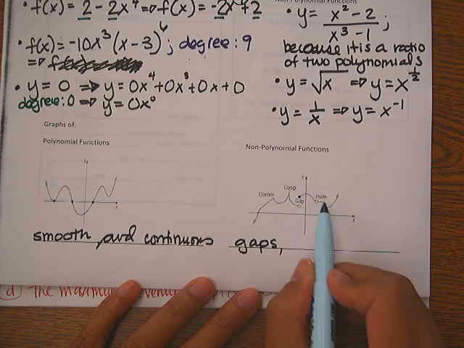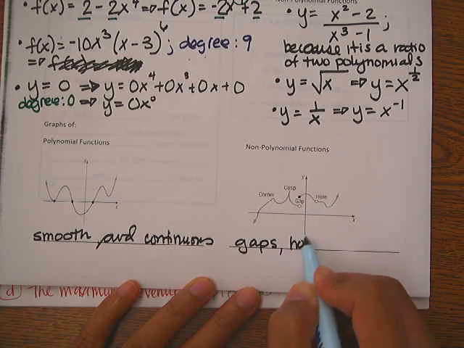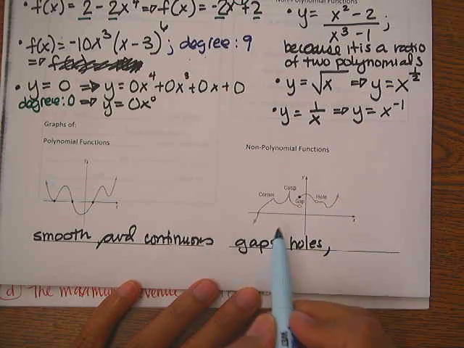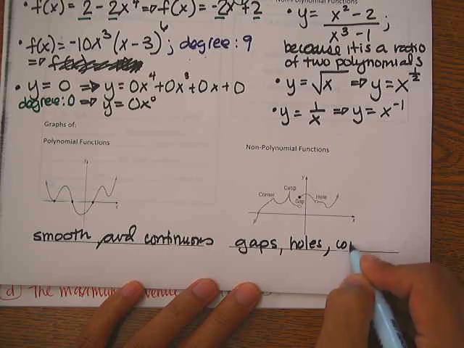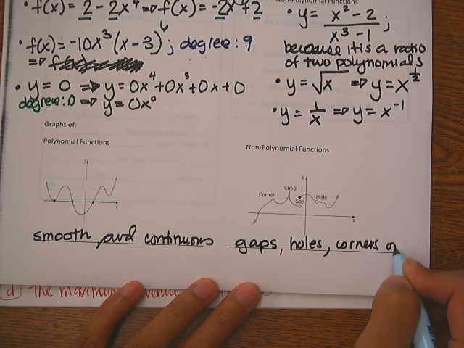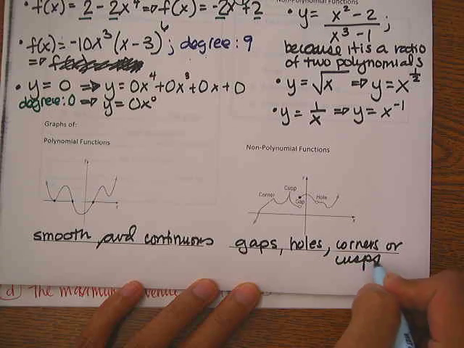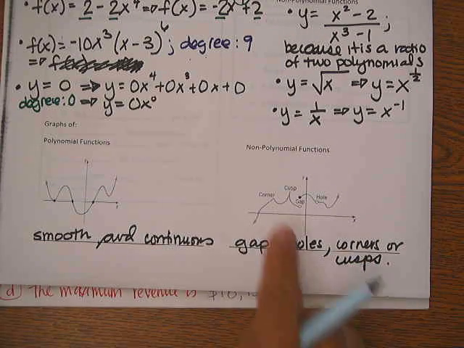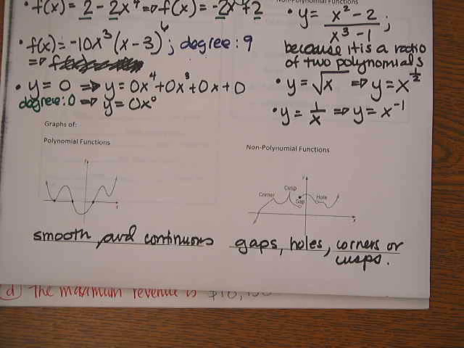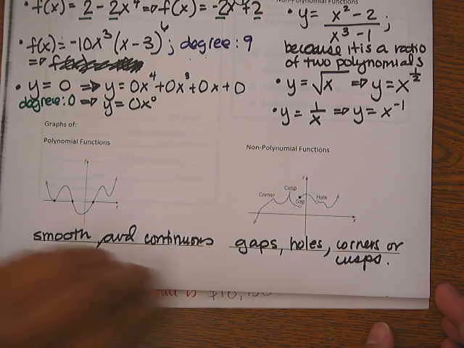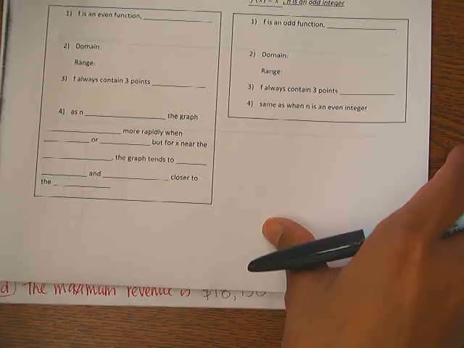If it has holes, okay? If it has corners, or if it has any cusps. Okay? So if I have any one of those four, then the graph is no longer a polynomial. Okay, just feel free to hit pause if you need to finish writing, because I'm flipping over.